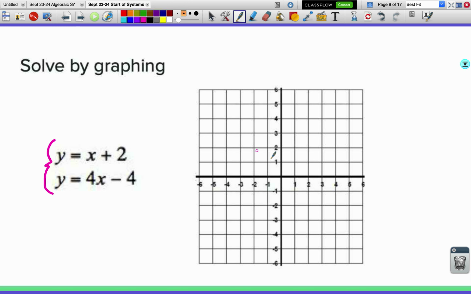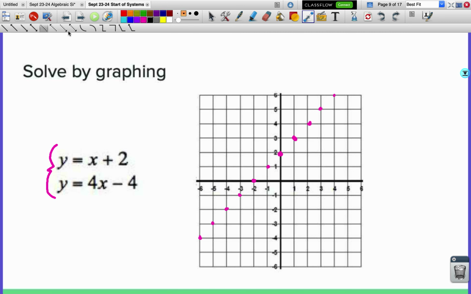So for that top equation, it's got a y-intercept of 2 and a slope of 1, so that means go up 1, right 1, up 1, right 1, up 1, right 1, all the way across the graph, and then we can reverse that. So what you can think that we're doing is we are representing all of the ordered pairs that make that first equation true. Here are all of the ordered pairs that make that first equation true.